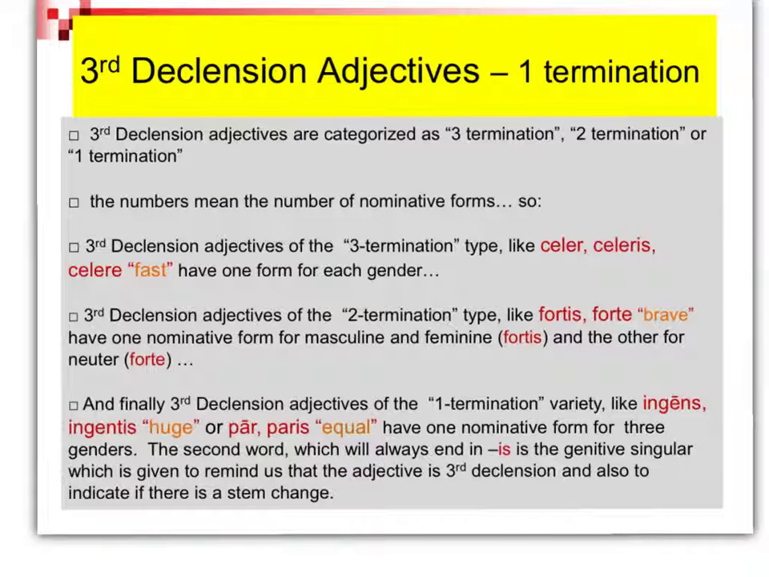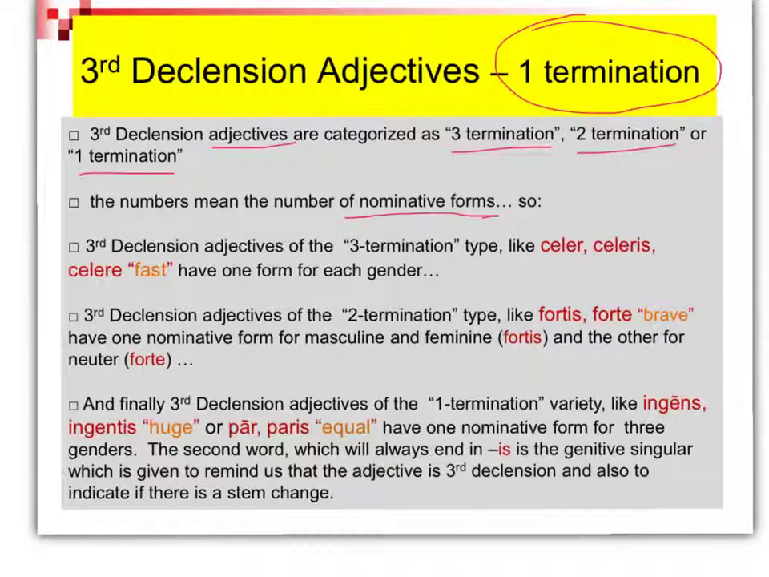Alright guys, now the last thing they're talking about is actually something you've already studied back in chapter 19, third declension adjectives, but they're focusing on something called one-termination adjectives. Now, third declension adjectives are categorized as either three termination, or two termination, or one termination. And these numbers simply mean the number of forms in the nominative.